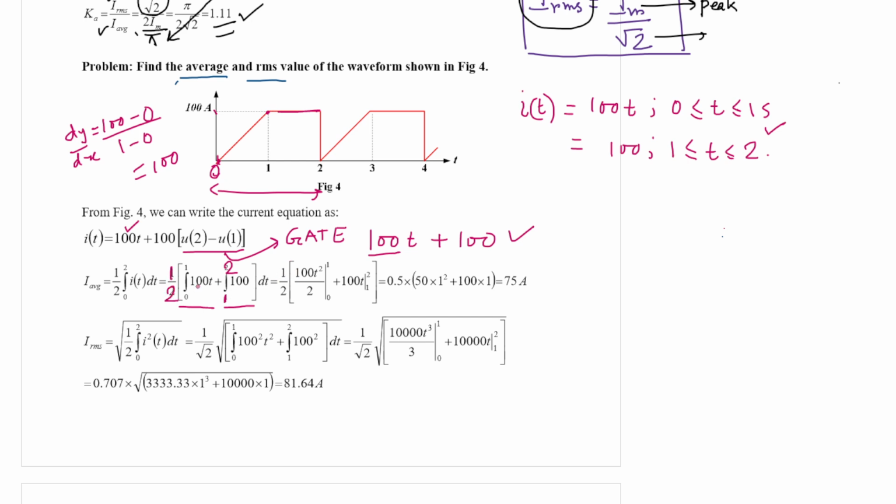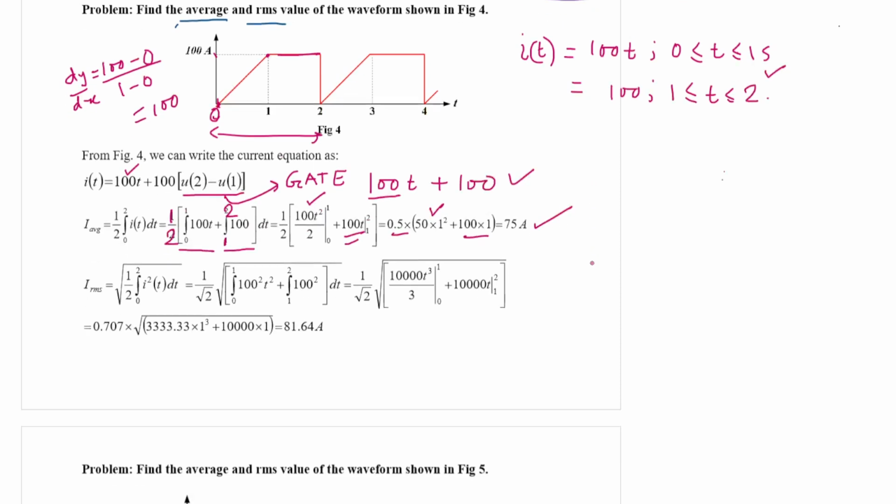So it will be now, integration of 100t is 100t square by 2. If you put limits 0 to 1, it will give you a value of 50 into 1 square, because 100 by 2 is 50 and t square is 1 square, and this half is 0.5. And if you integrate 100 from 1 to 2, it will give you 100t, so putting limits 1 to 2, it will give you 100 into 2 minus 1, that is 1. So if you solve this, it will give you the average value as 75 ampere.